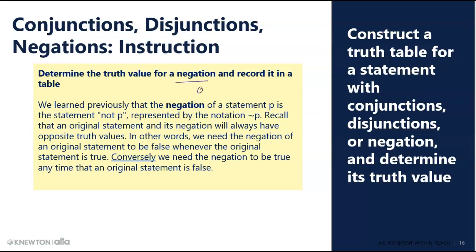Negation means opposite. So if the value you start with is true, the negation of it will be false. If the value you start with is false, the negation of it will be true. We say not P when we write this. So they will always have opposite truth values.